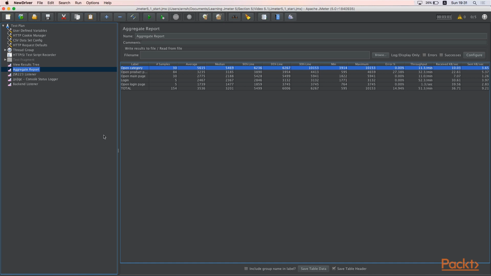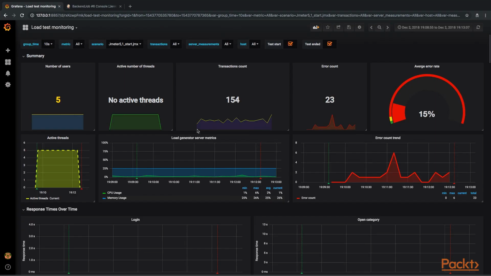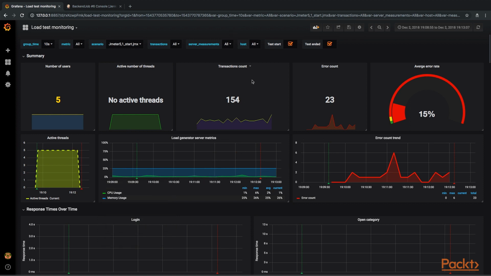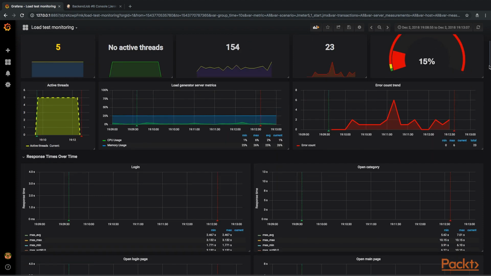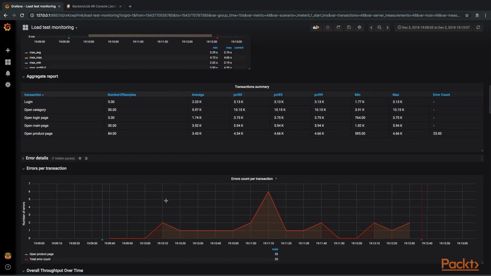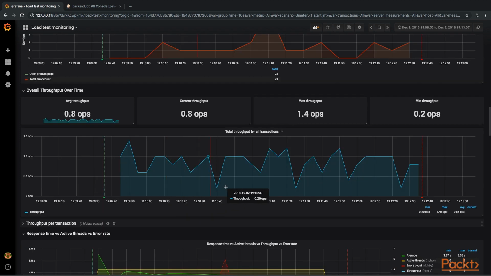Let's try to view results in Grafana. So in Grafana, there is the same test. It is the test scenario JMeter 5. And also we can see here all the metrics that I showed you on slides. So the number of active users, number of transactions, error count, error rates, some trends per transaction, and also something similar to the aggregate report. All this stuff can be found here in this dashboard.